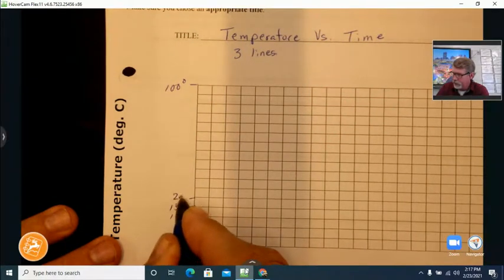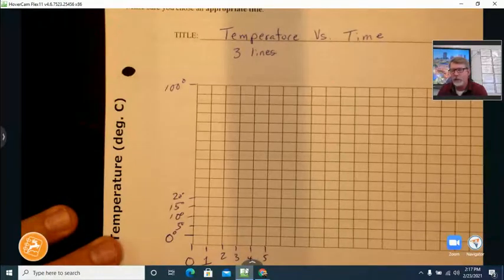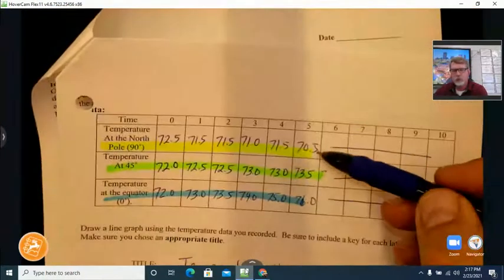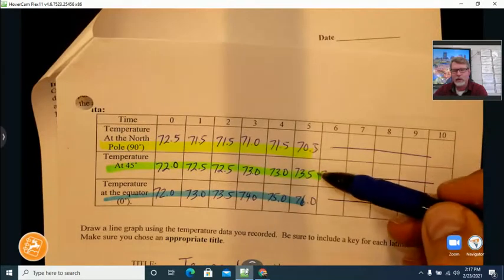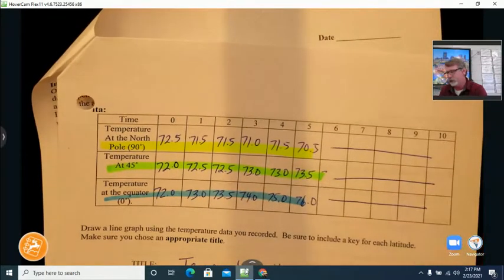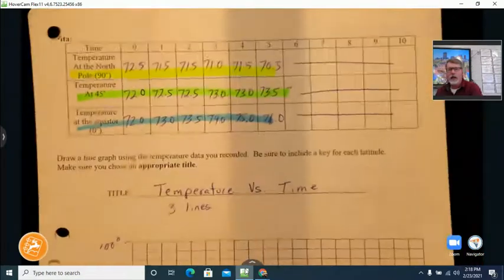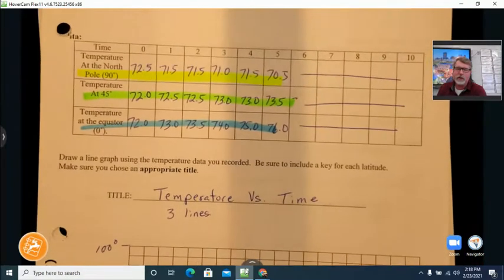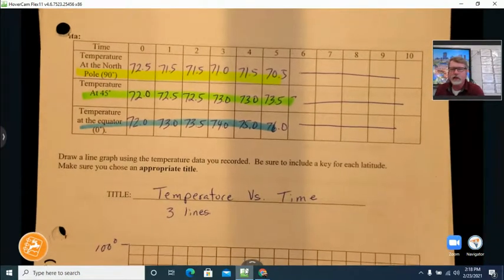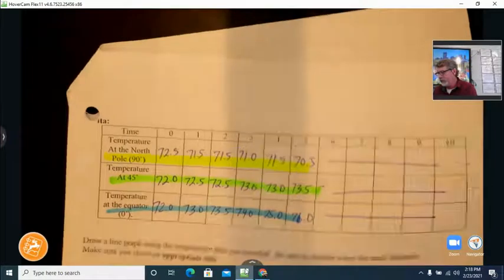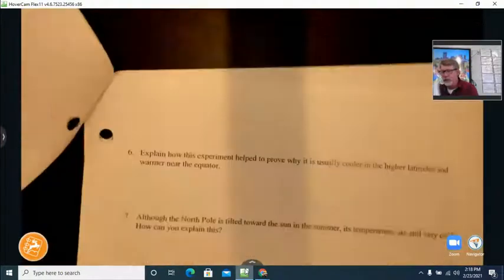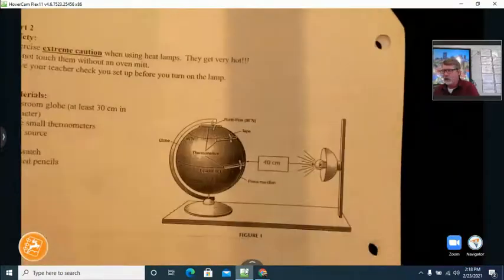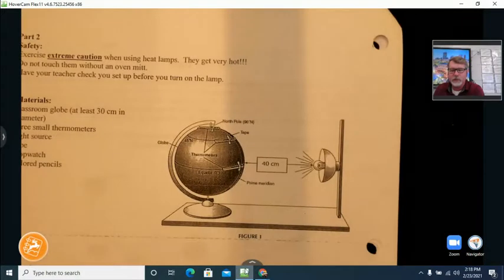All right, and so you just continue that, and you're going to make that graph. You'll end up with 3 lines, one for the 90, one for the 45, and one for the 0, okay? Now, after you make those lines, you will then be prepared to answer the questions that are provided in the lab paper. One other thing briefly before we go is, let's talk about what we expect the temperature to be.